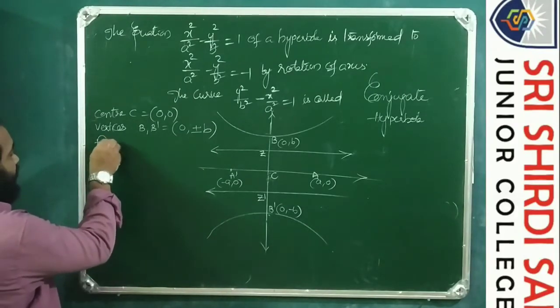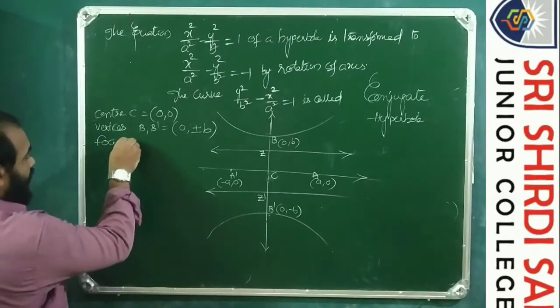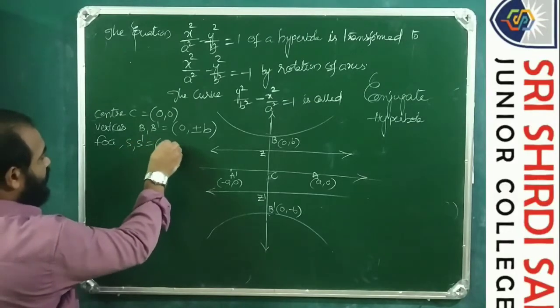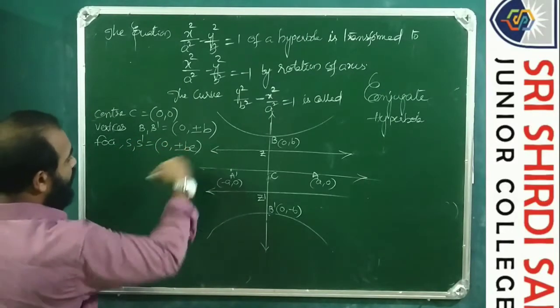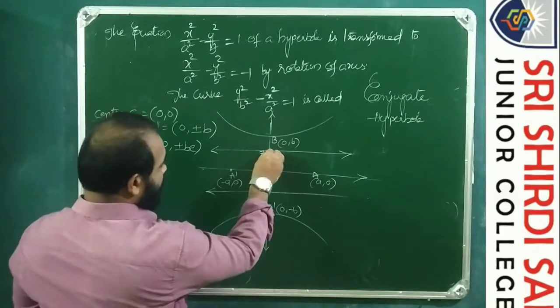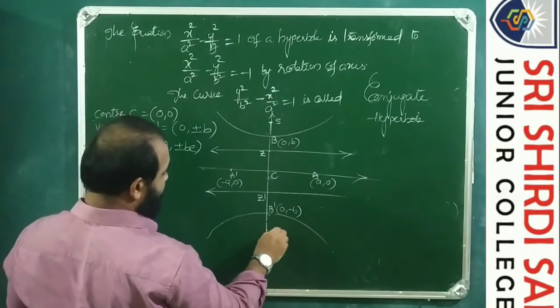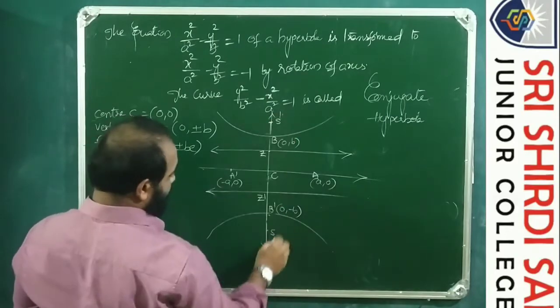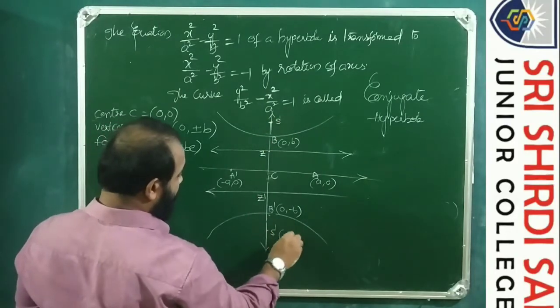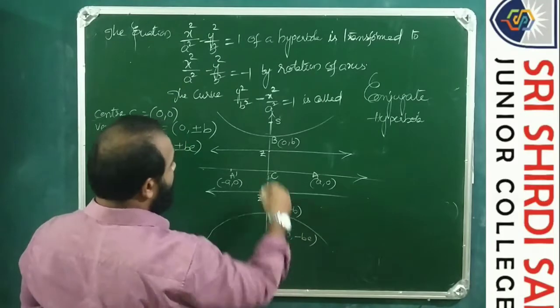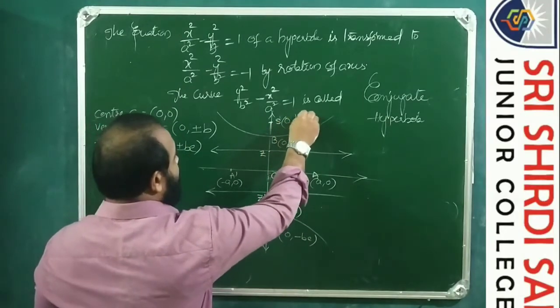The foci S and S dash are 0 comma plus or minus BE. So this is S and this is S dash. This is 0 comma minus BE. This is 0 comma BE.